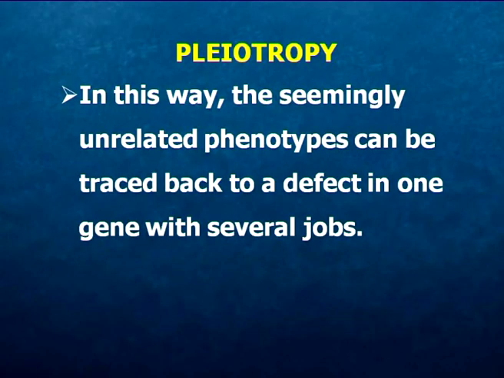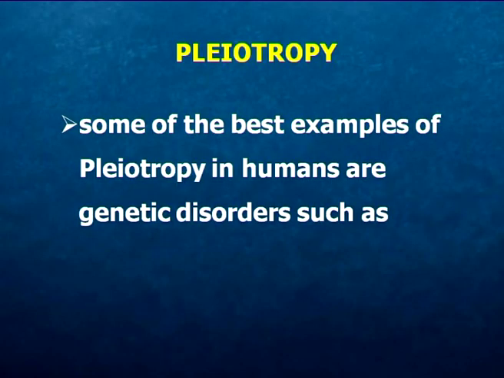In this way, the seemingly unrelated phenotypes can be traced back to a defect in one gene with several jobs, one gene with several functions. Now, some of the best examples of pleiotropy in humans are genetic disorders.